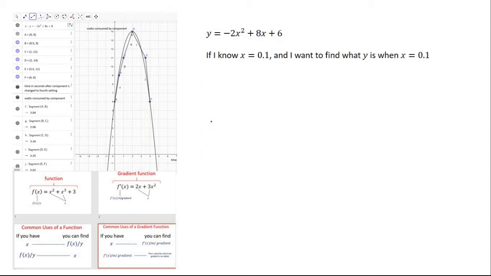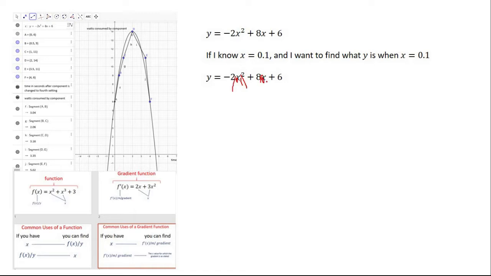Okay, let's look at this. Let's say I want to know after 0.1 seconds, right? After 0.1 seconds, I want to find out how many watts are consumed. Well, I'll just go through my usual process. I take my model equation that took a lot of effort, and now that I've done that effort, it's really easy. Everywhere I see an x, I just put a 0.1. Don't forget the brackets. I'll put it here as well.